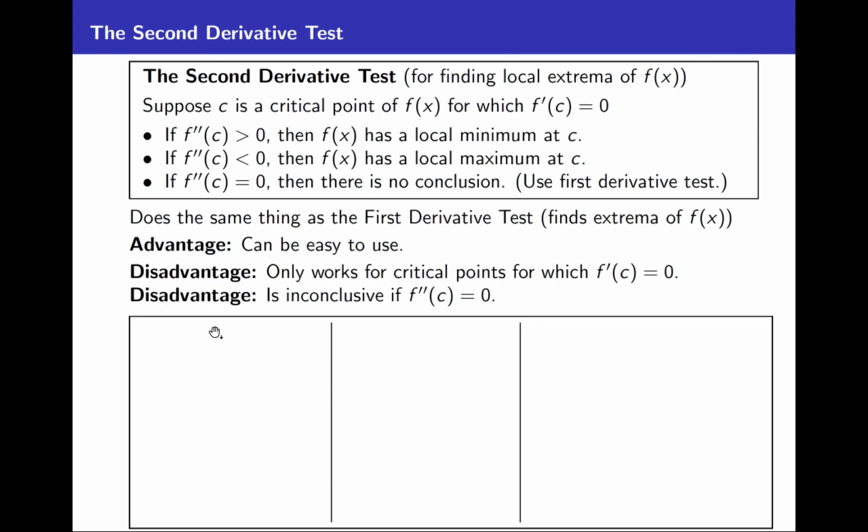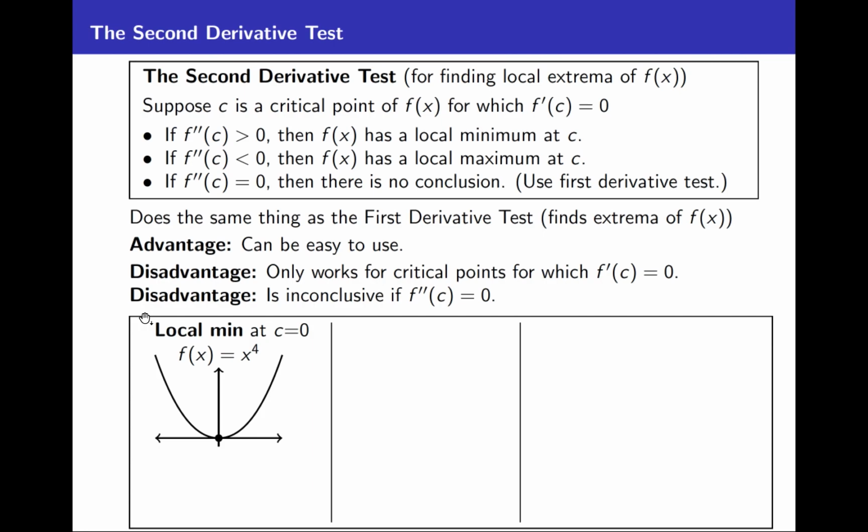In these 3 examples, first of all, we're going to have a local maximum, we'll have a local minimum, and then we'll have no extrema. And in every single case, you'll see that f double prime of c is equal to 0. By itself, that doesn't tell you whether you're going to have a maximum or a minimum, or neither.